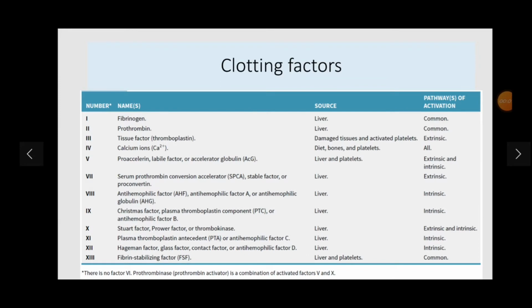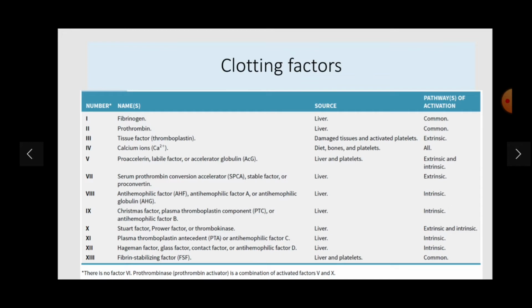Clotting factors play an important role in the process of coagulation. The majority of the coagulation factors, or clotting factors, are synthesized in the liver. Here we can see 13 coagulation factors which have been identified and which play an important role in the coagulation process. Factor 1 is fibrinogen, factor 2 is prothrombin, factor 3 is tissue factor or thromboplastin. Tissue factor or thromboplastin is present in the phospholipid of the tissue membrane. So whenever tissues are damaged, it leads to the release of factor 3, the tissue factor.